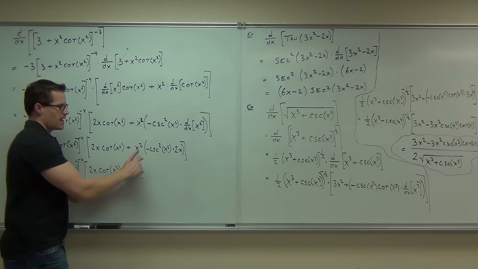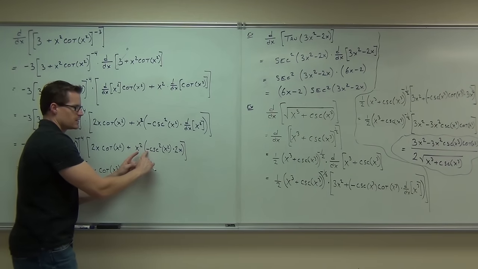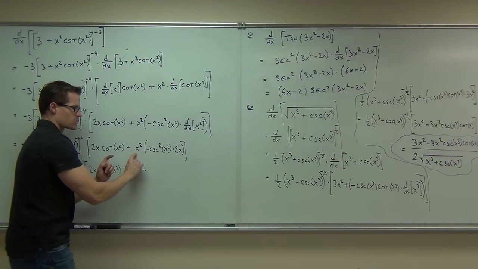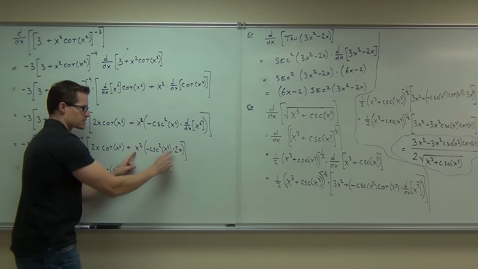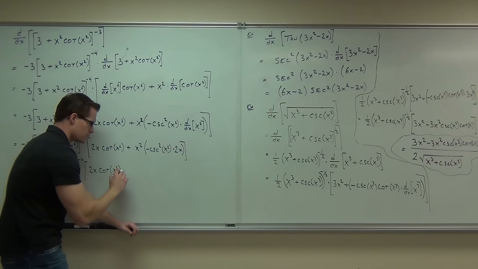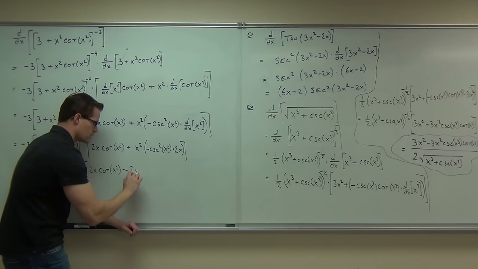This over here, since we have all being multiplied together, that's a negative, that's a 2x, and that's an x squared. A negative, a 2x, and an x squared. Tell me what I write. Negative. Good.